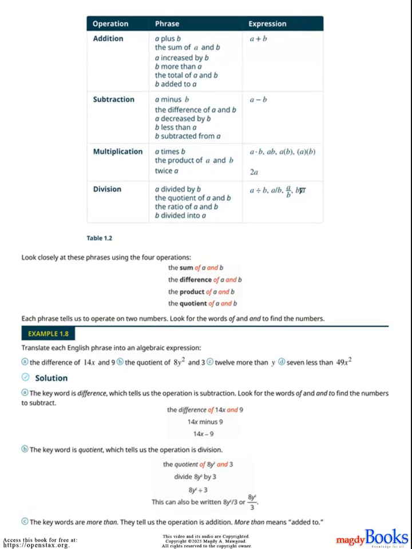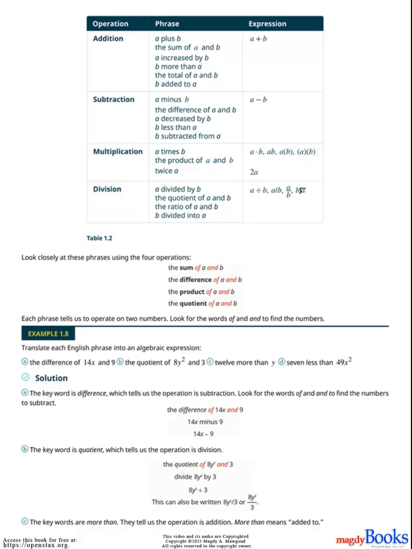Operation, phrase, expression. 1. Addition. A plus B. The sum of A and B. A increased by B. B more than A. The total of A and B. B added to A. 2. Subtraction. A minus B. The difference of A and B. A decreased by B. B less than A.